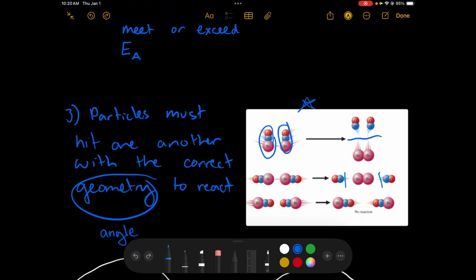But if they hit each other end to end on the O side, then there's not enough energy on that geometry to break the bond between the N and the Br. So actually no reaction occurs if the molecules hit each other like that.